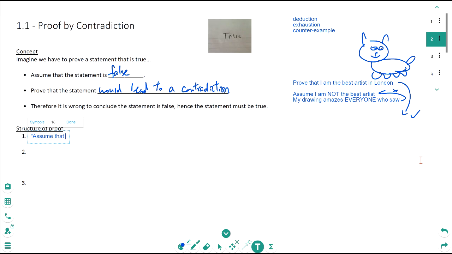Assume that negation of statement. We'll come to this in a bit. Negation of statement essentially means the opposite statement. It's called negation. Negation means a negative.